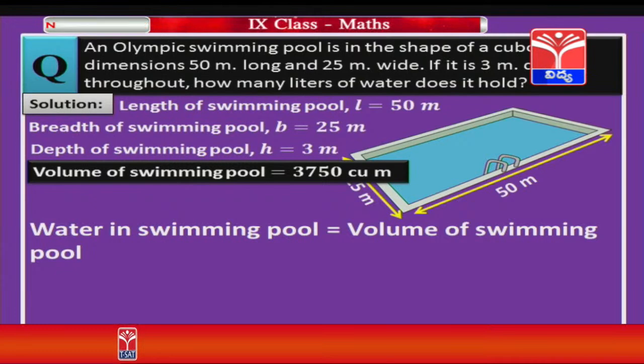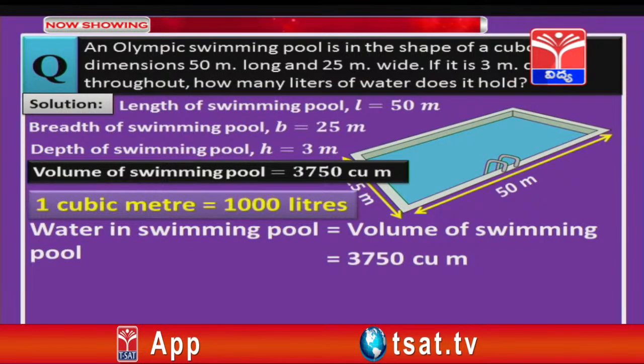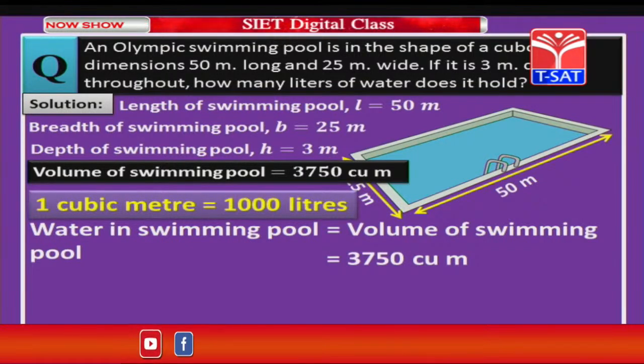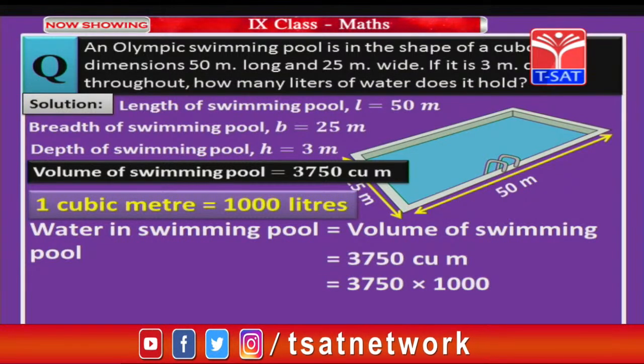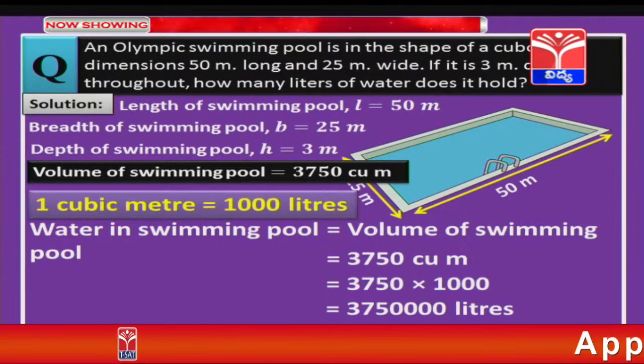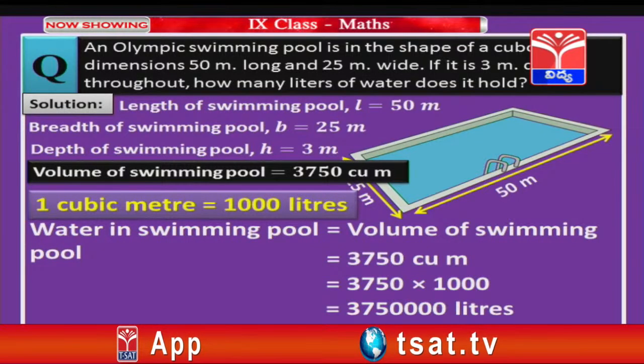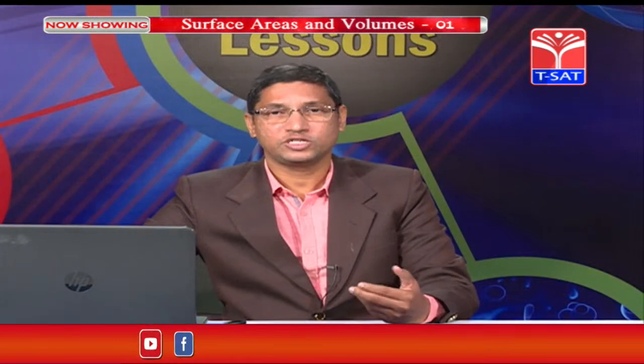Here the volume of the swimming pool is how much, children? 3750 cubic meters, but we know that 1 cubic meter is 1000 liters, children. So, what do we do? Yes, we need to multiply 3750 with 1000, and multiplying it we get 37,50,000 liters. So, this is the amount of water it can hold. Okay, children. Let us move on to our next problem.